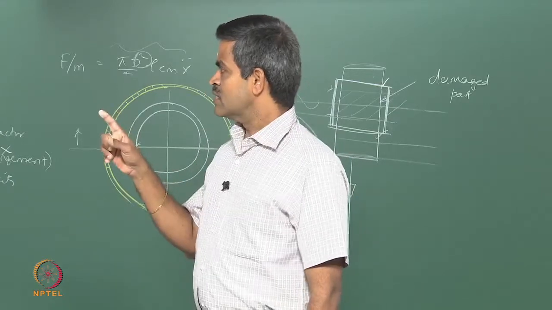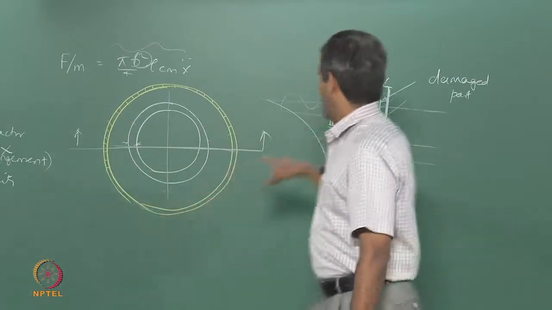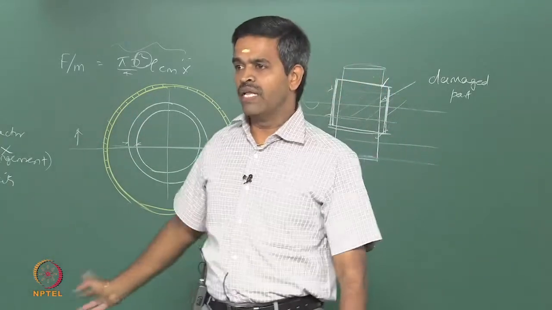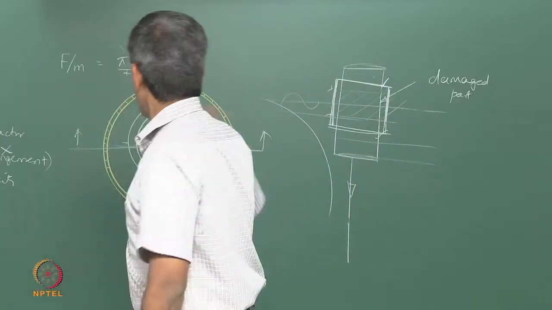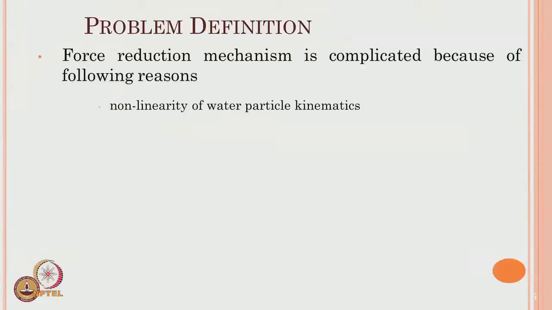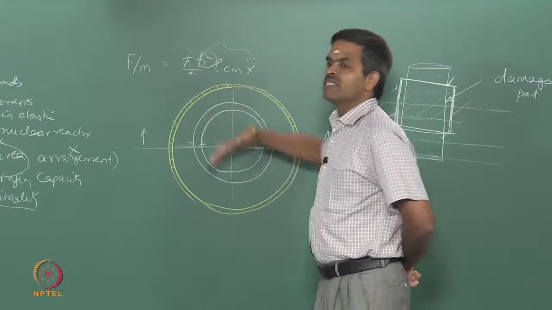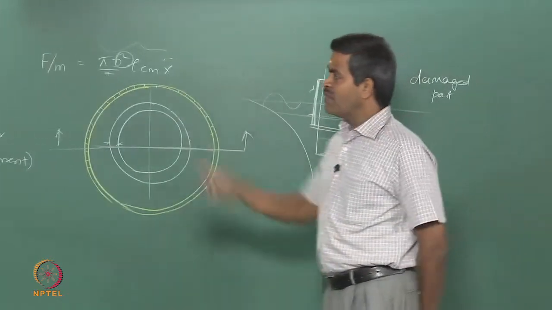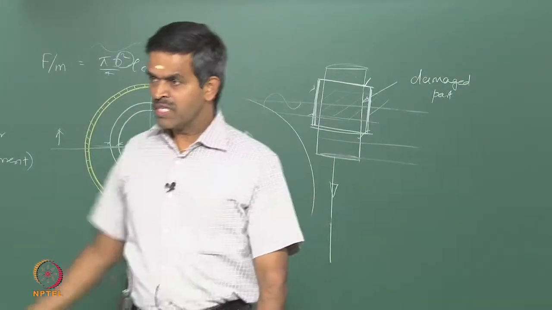Because there is extreme non-linearity in the water particle kinematics. Okay? We all know Stokes fifth order, third order, it is very highly non-linear. So, when it is non-linear, you cannot really find out the force reduction mechanism so easily. Number 2, my cylinder may be floating, may be fixed. If it is floating or fixed, let us say even it is fixed, because of the variable submergence effect, the alternate wetting and drying, high tide and low tide, I will have a variable submergence effect, especially in floating systems.